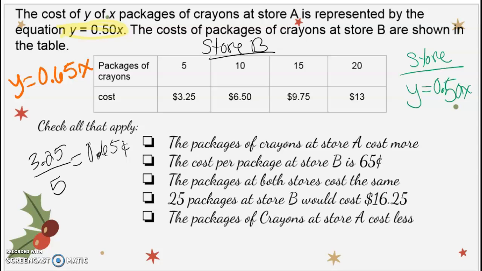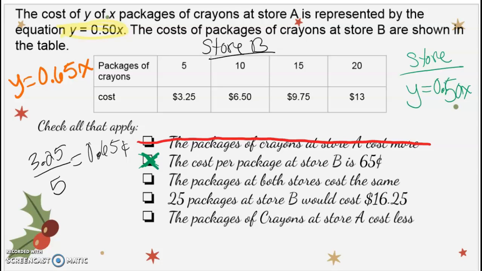So let's see. The package of crayons at store A costs more. Well, 50 cents versus 65 cents? I think not. Store B is going to cost more. So then my next one says the cost per package at store B is 65 cents. That is 100% true. So on the question, you're going to check that box.